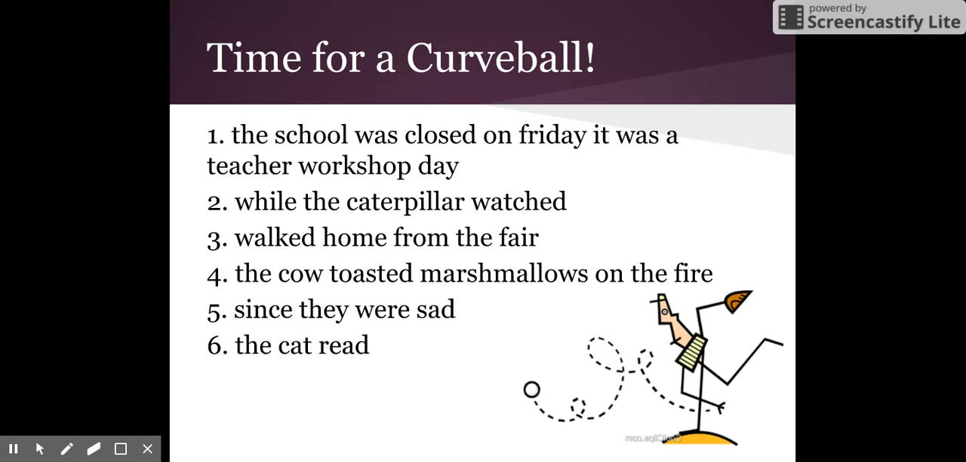All right, now we're going to throw in those curveballs. The last slide just had independent and dependent clauses. We're going to put in those run-ons and those fragments. You're totally ready for this. Number 1, the school was closed on Friday. It was a teacher workshop day. Number 2, while the caterpillar watched. Number 3, walked home from the fair. Number 4, the cow toasted marshmallows on the fire. Number 5, since they were sad. Number 6, the cat read. Right, let's see how you did this time.